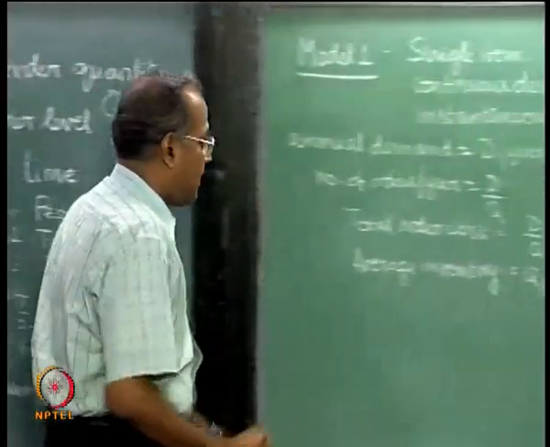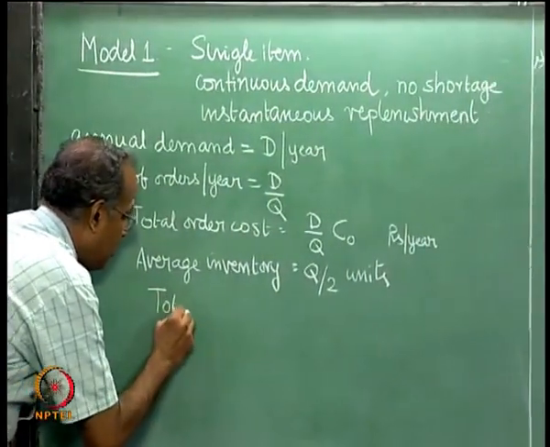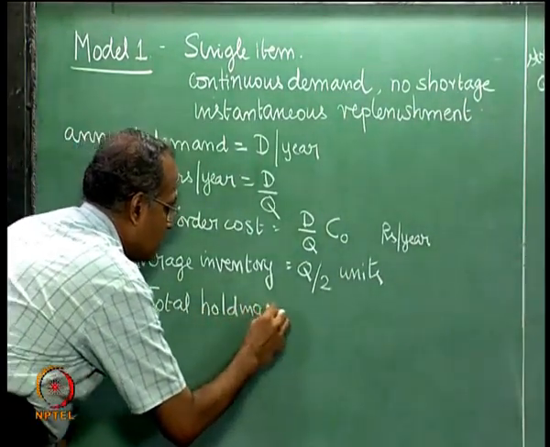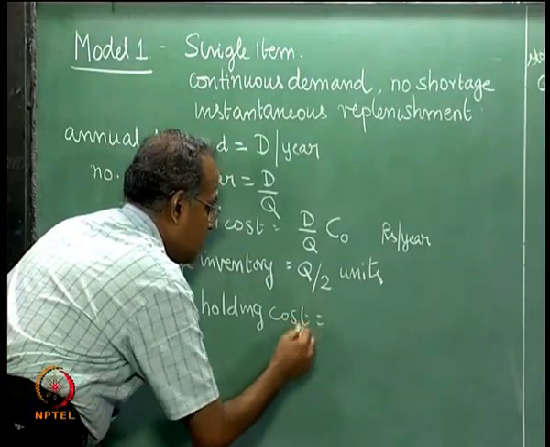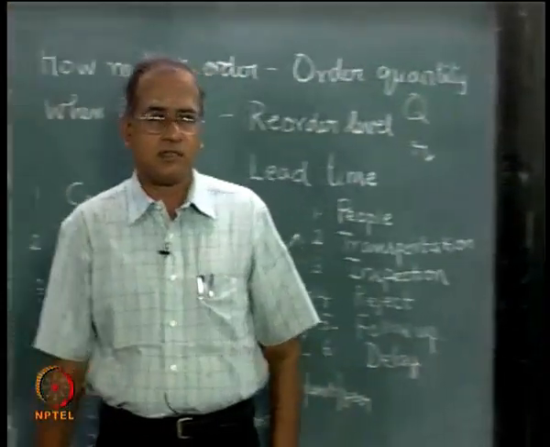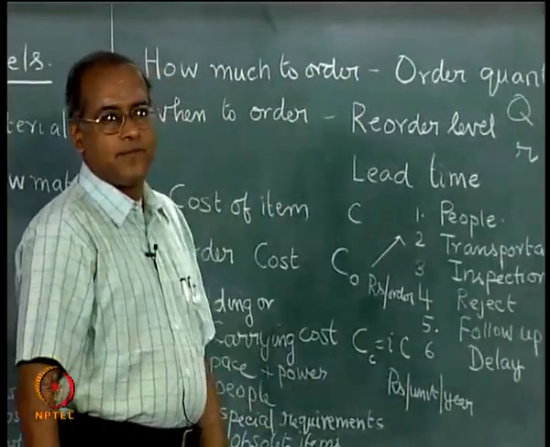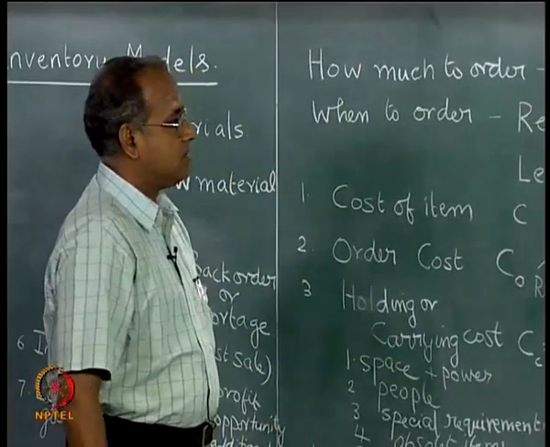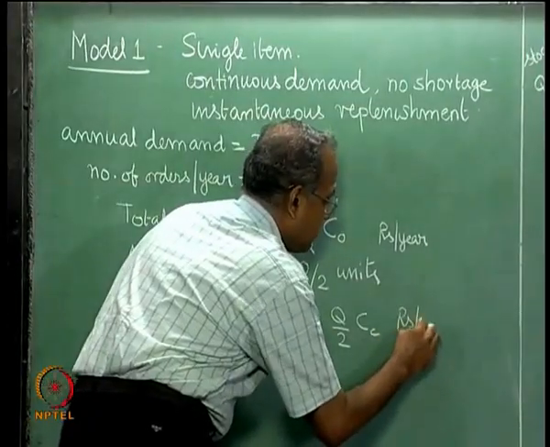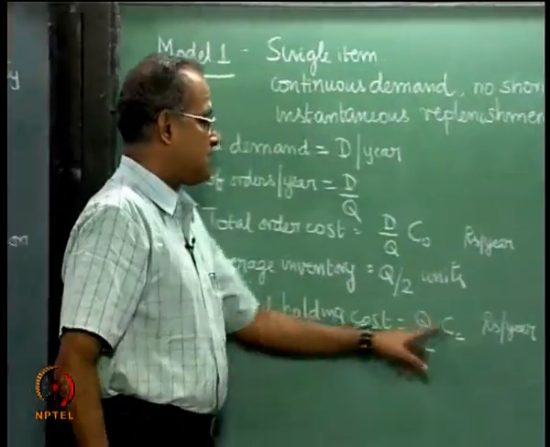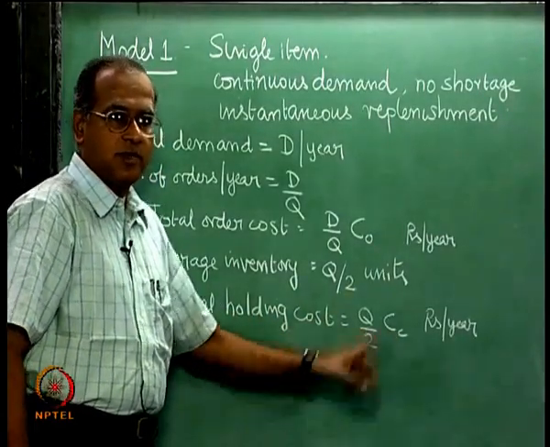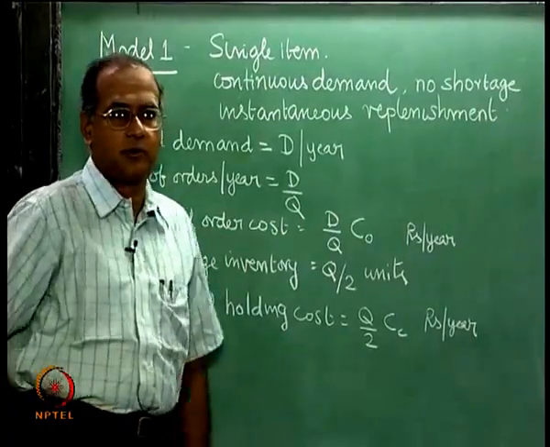Now the cost of holding this inventory is called total holding cost. It is equal to Q by 2 into CC, cost of holding. This also has rupees per year, because this is rupees per unit per year, this is units. So it becomes rupees per year, the units get cancelled and you get rupees per year.